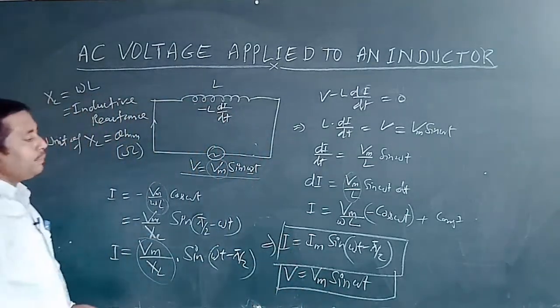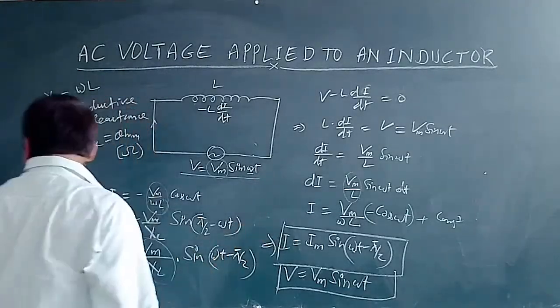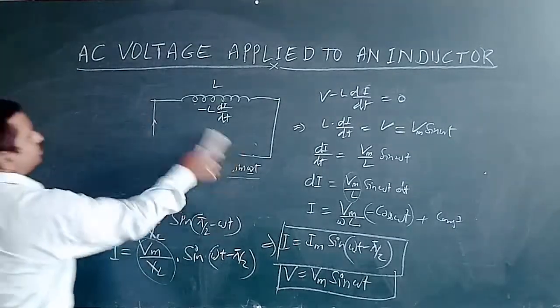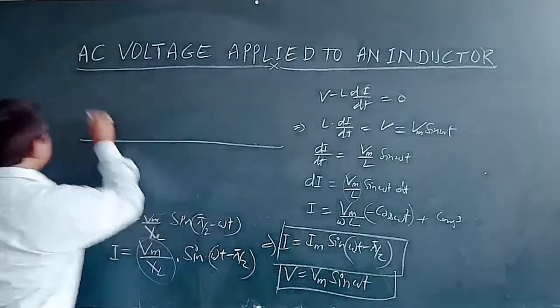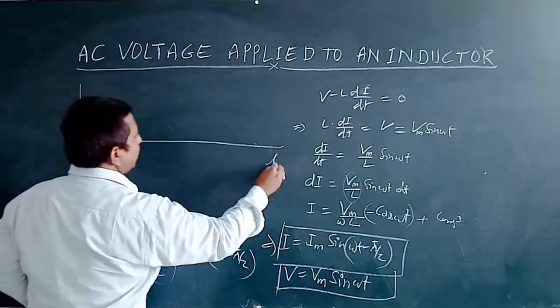If you plot a graph for the current and voltage on a particular time axis, we can easily express this with the help of a graph. Suppose that this one is the potential and current axis, and this is the time axis.